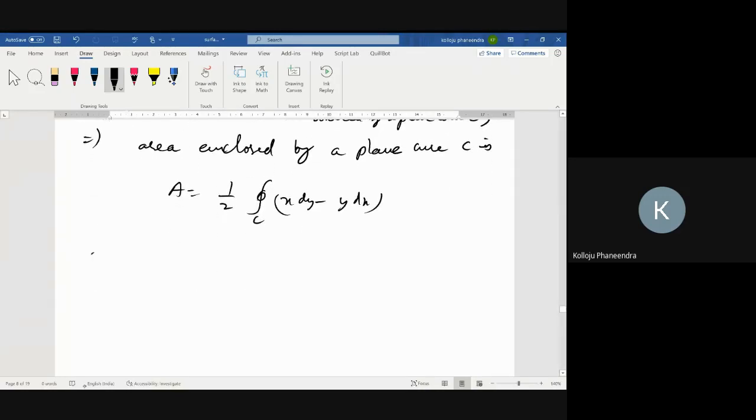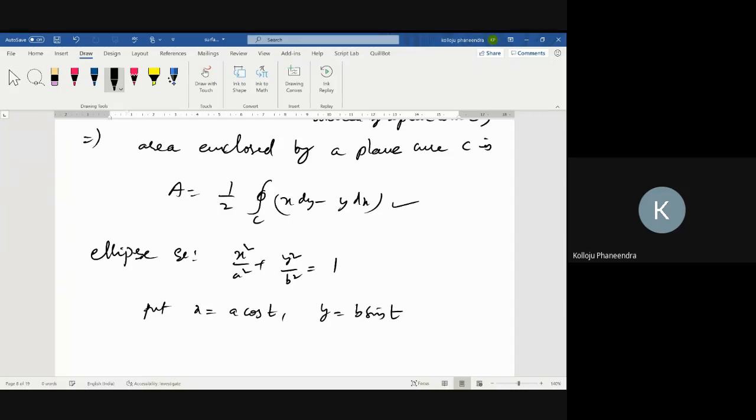Done. Now the ellipse. What is the ellipse equation? x square by a square plus y square by b square equals 1. You find that area. What you have to get is definitely pi ab. To get that, since it is a line integral, put x equal to a cos t, y equal to b sin t. Then dx equals minus a sin t dt, and dy equals b cos t dt.